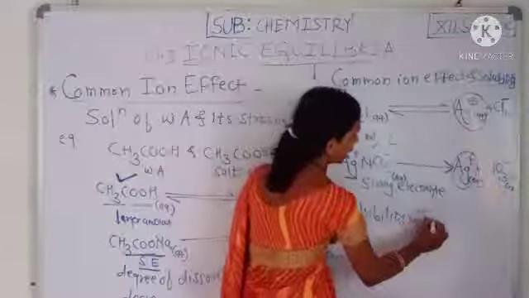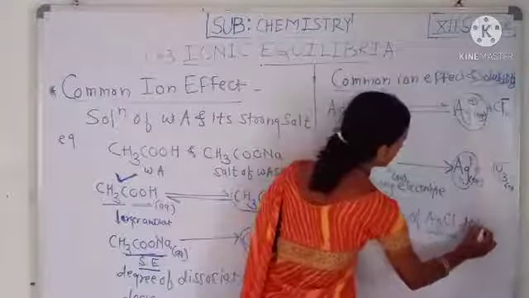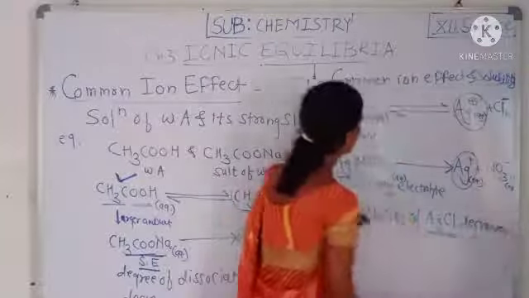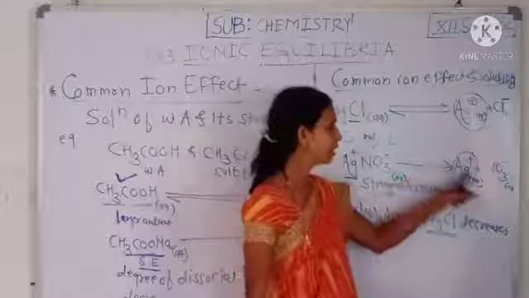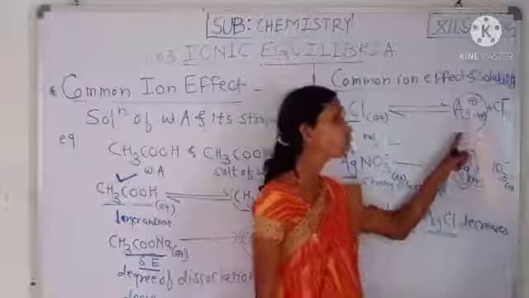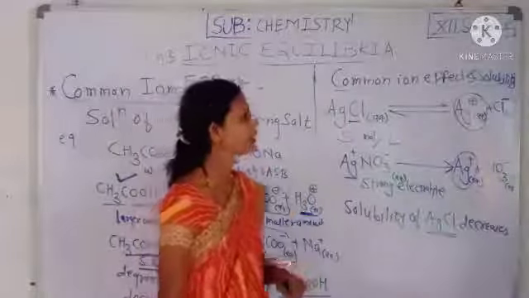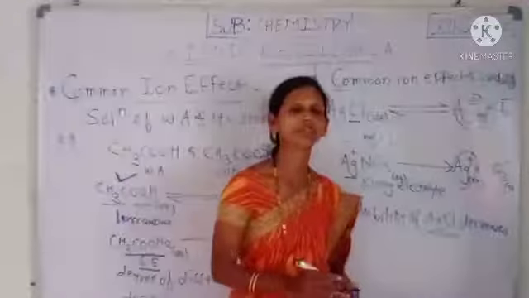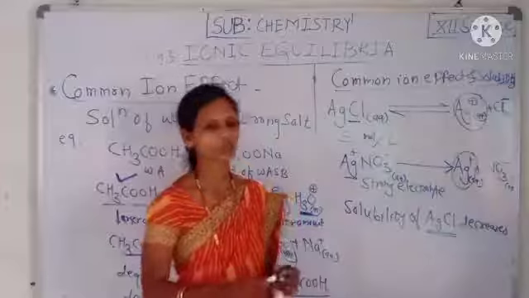of AgCl, the sparingly soluble salt, decreases due to the addition of a strong electrolyte into it, and it is because of the common ion. That is the relationship between common ion effect and solubility of a sparingly soluble salt.